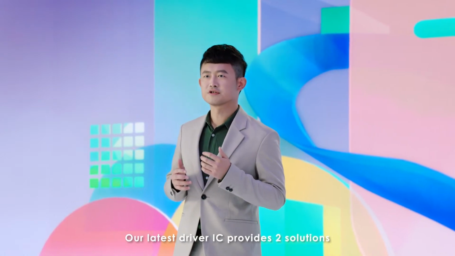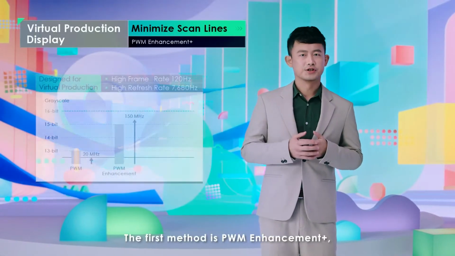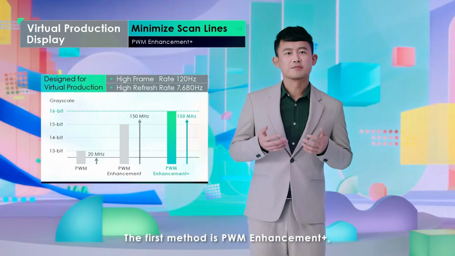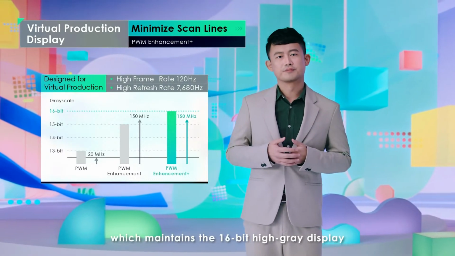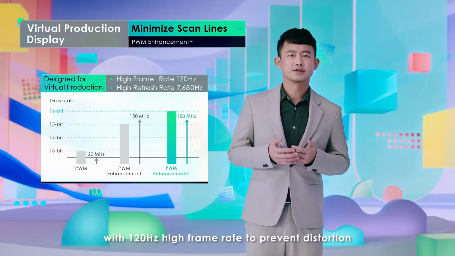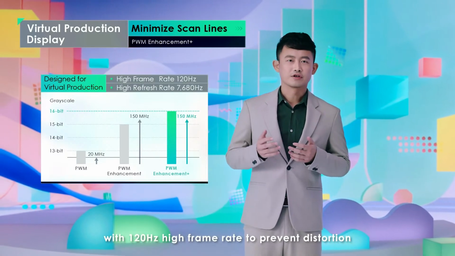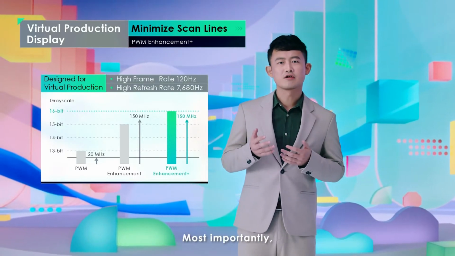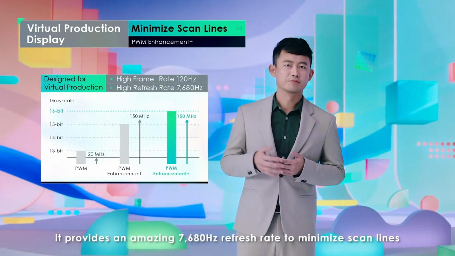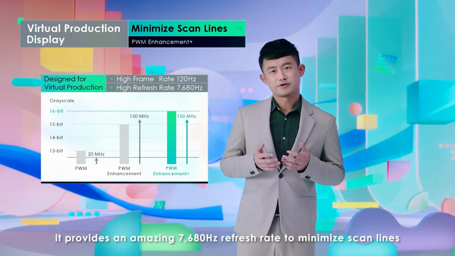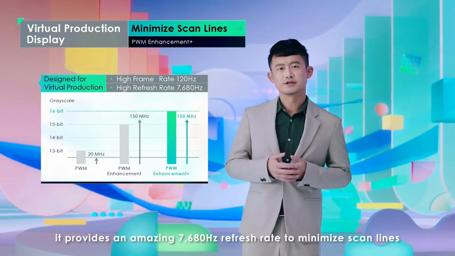Our latest driver IC provides two solutions. The first method is PWM Enhancement Plus, which maintains the 16-bit high-grade display with 120 Hz high frame rate to prevent distortion. Most importantly, it provides an amazing 7,680 Hz refresh rate to minimize scan lines.